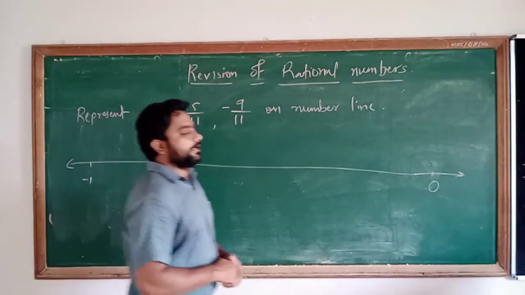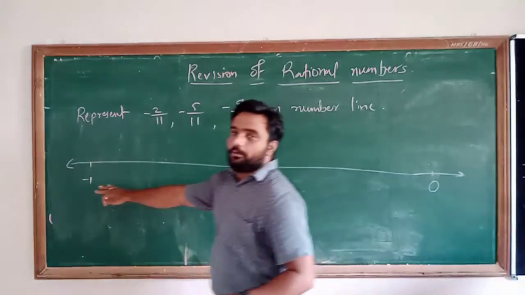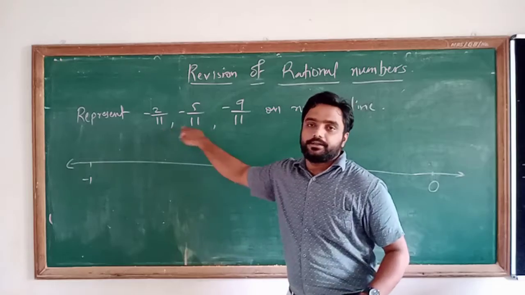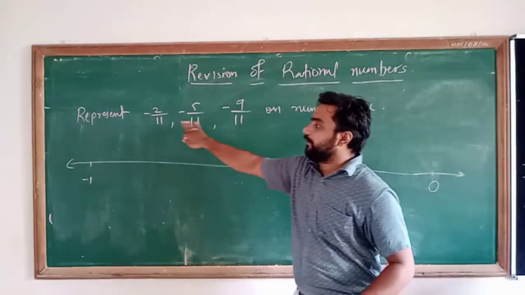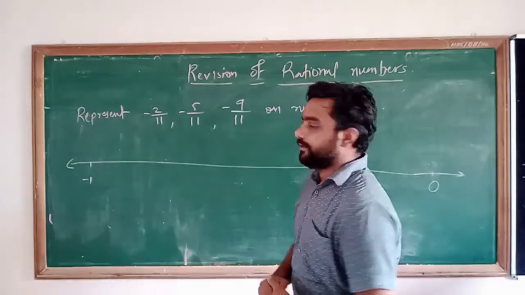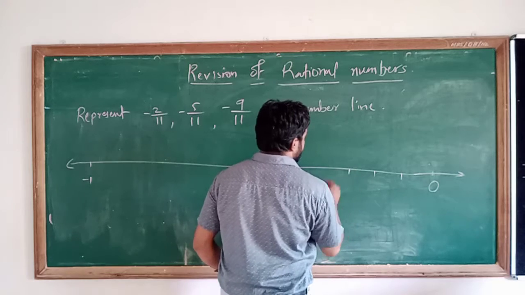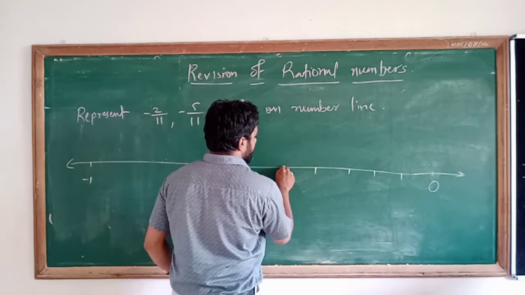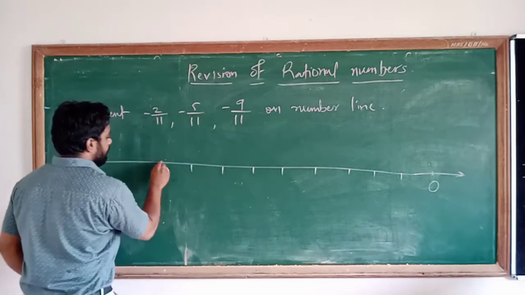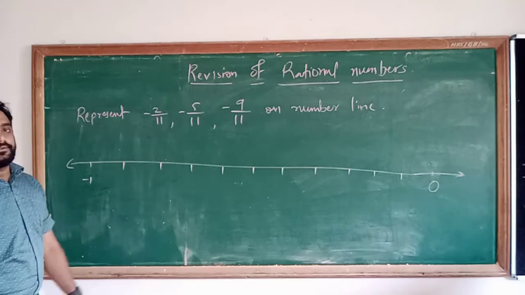Now after that I explained that between 0 and -1, how many parts you have to make? On the basis of the denominator, just check the denominator. It is 11, 11, 11. So you have to make 11 equal parts. Understand? So 1, 2, 3, 4, 5, 6, 7, 8, 9, 10 and 11.